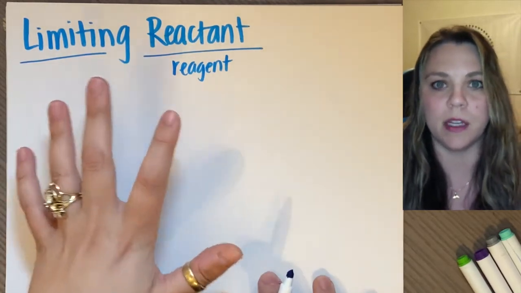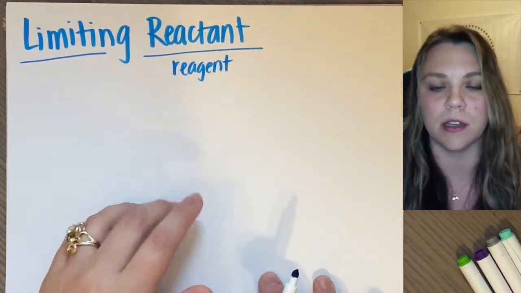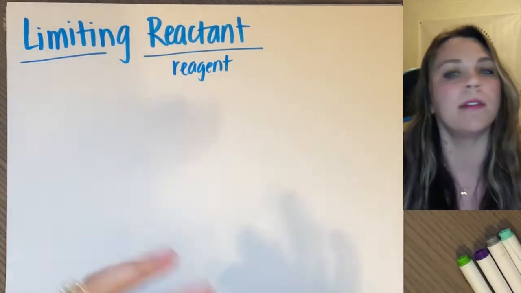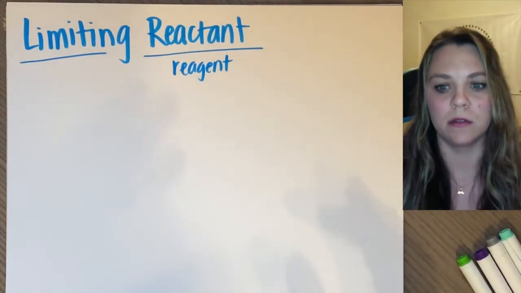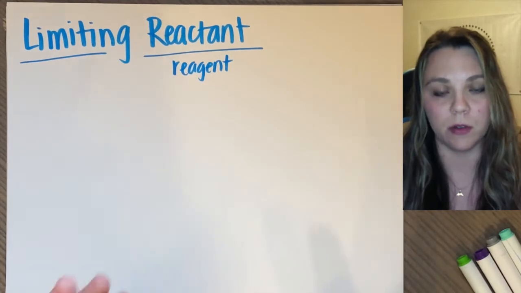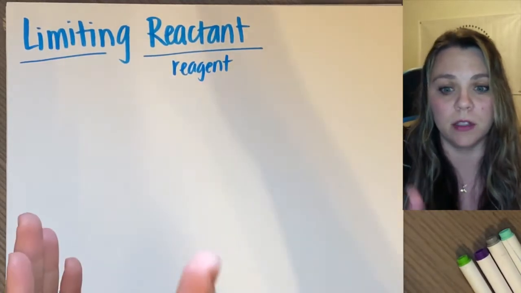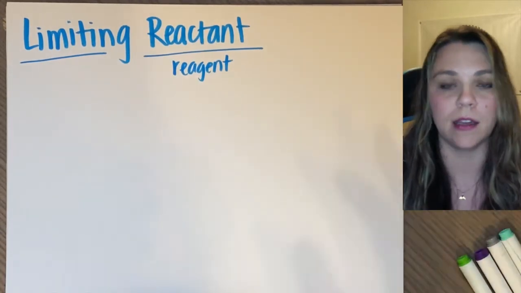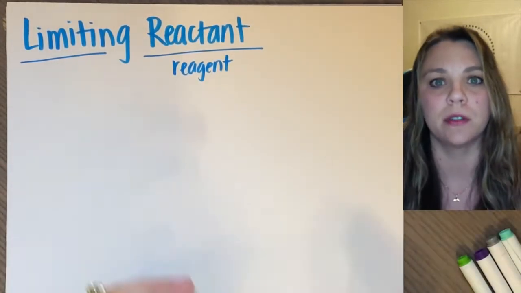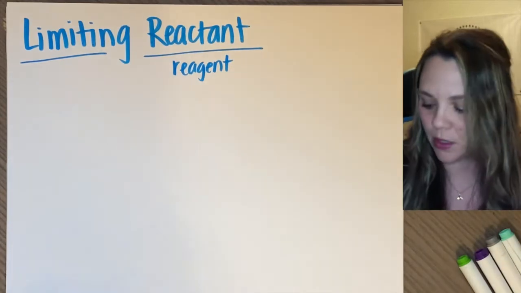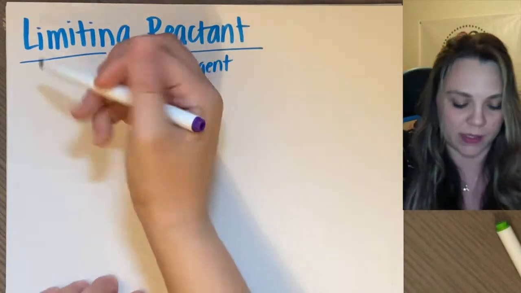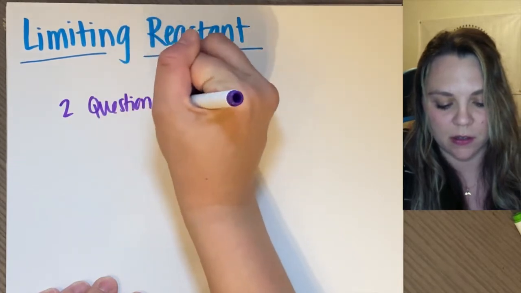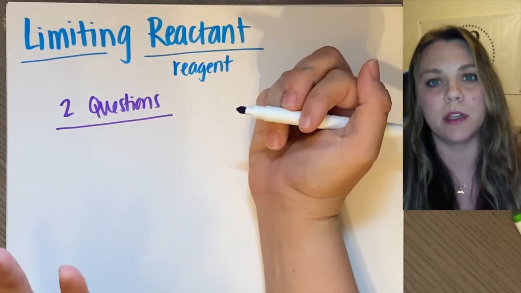I have a limiting reactant or a limiting reagent. I run out of reactant at some point. I hope that makes sense, right? We don't have unlimited resources. My reaction is eventually going to come to a stop and I need to figure out when it stops, how much product do I actually make, and which reactant did I run out of, right? Which reactant is the limiting? So always there's going to be two questions to answer for any limiting reactant problem.